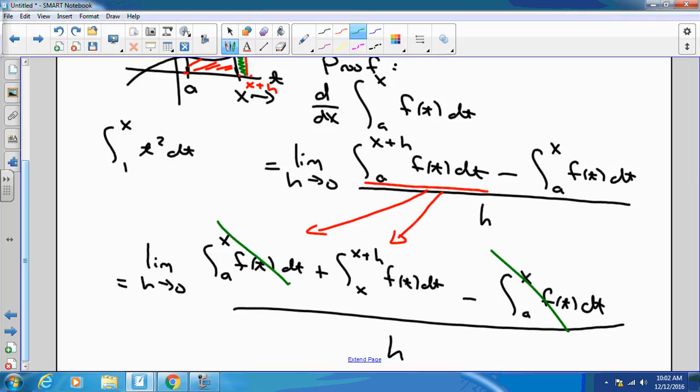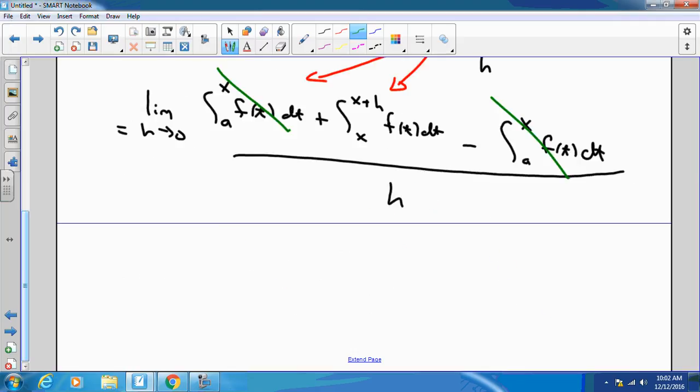So the form for my limit is 0 over 0. And that suggests that there's a common factor to be canceled, but I don't see it. Where is it? So now I'm going to appeal to my average value theorem, because at this continuous, it must hit its average value somewhere. And so I can rewrite this integral as the average height times the width, but the width is h.